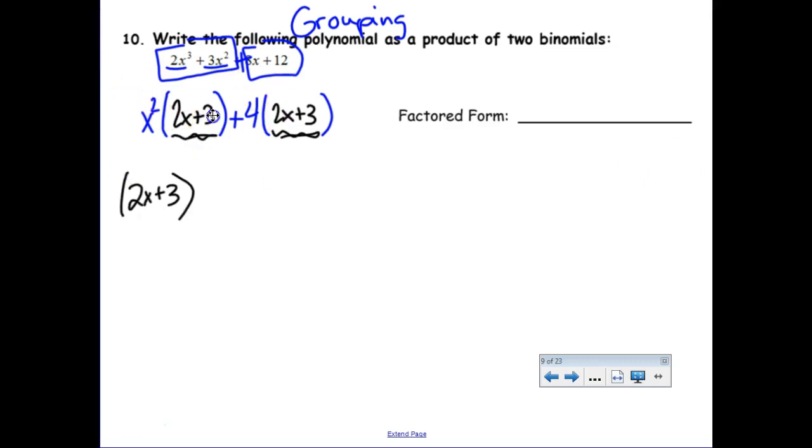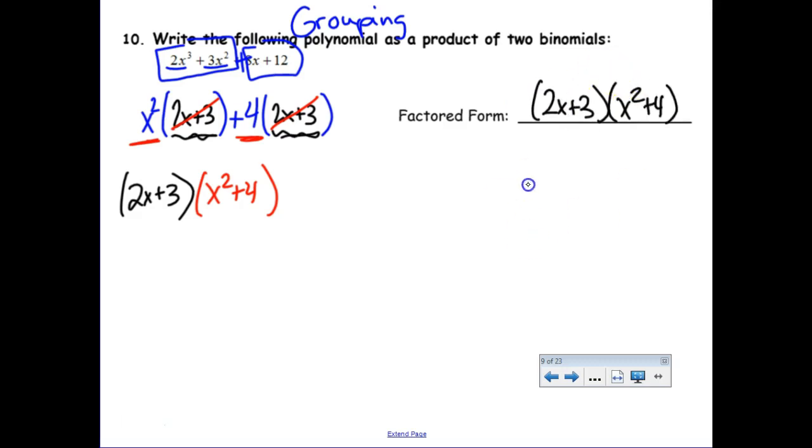Once that's taken out of the problem, you write down what you're left with, which is x squared plus 4. And of course, we always want to watch out for extra factoring. X squared plus 4 does not factor any further, so that's going to be our answer: 2x plus 3 times x squared plus 4. Sometimes kids like to write these in different orders, the x squared plus 4 first. That is fine. It does not matter.